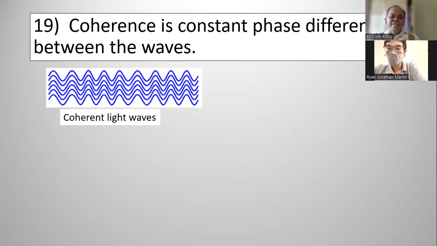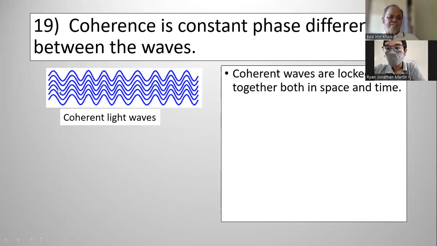Coherent is a constant phase difference between the waves, right? That's a definition you must remember. Remember what is interference. Remember what is coherent. So where they have the same phase difference, they must be the same wavelength or same frequency. That's why it means coherent. Coherent waves are locked together both in space and time. Same maximum at the same time, minimum at the same time. That's why they are locked in space and time.